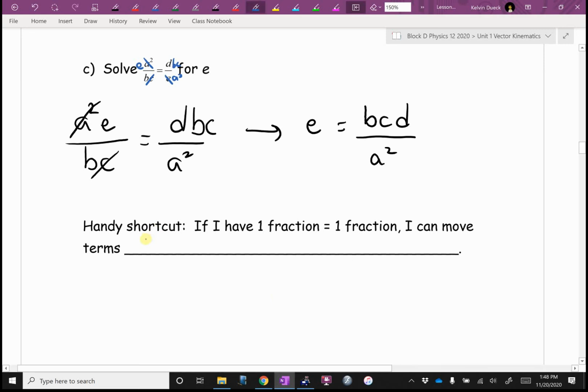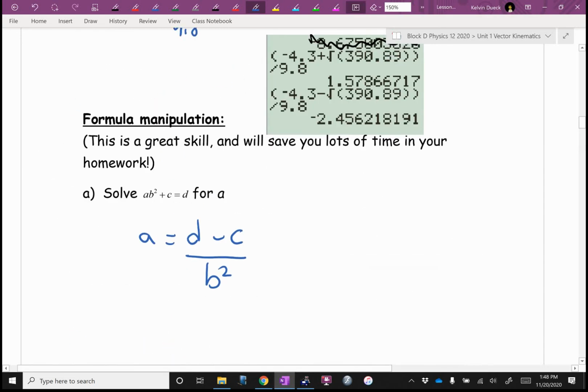If I have one fraction equals one fraction, I can move terms diagonally. Now, I have to have one fraction equals one fraction. I couldn't do it here because I don't have one fraction equals one fraction. I have two fractions equals one fraction. Doesn't work.